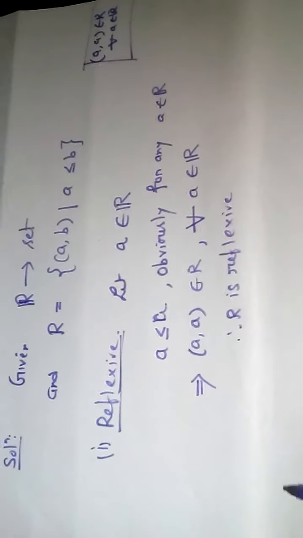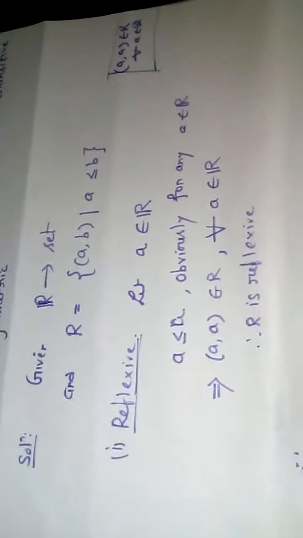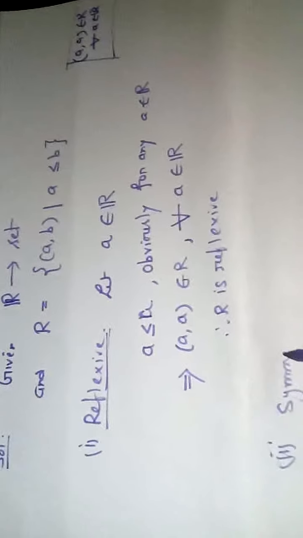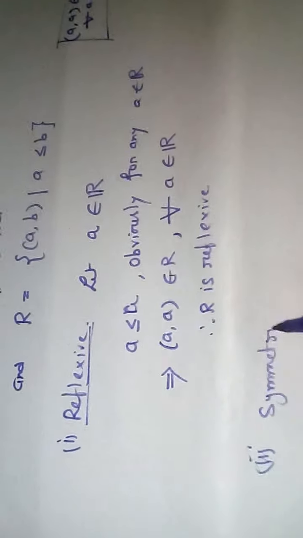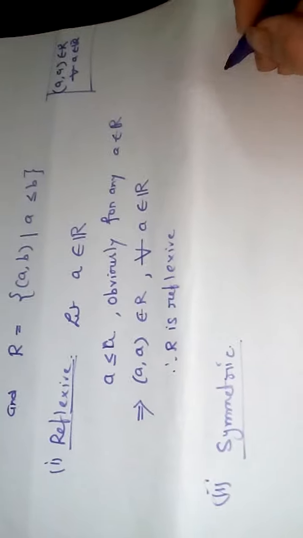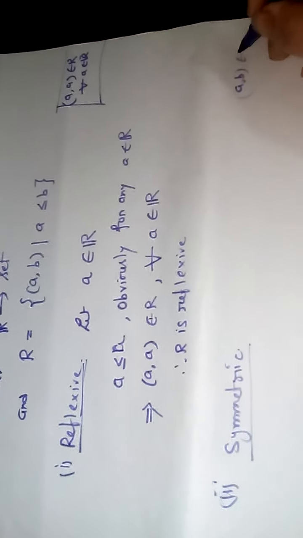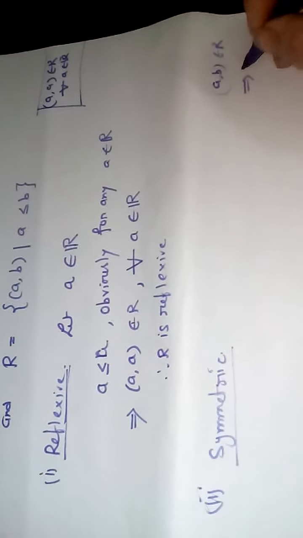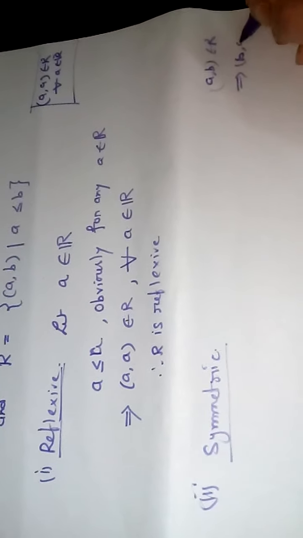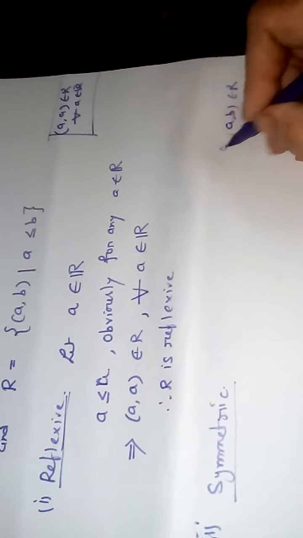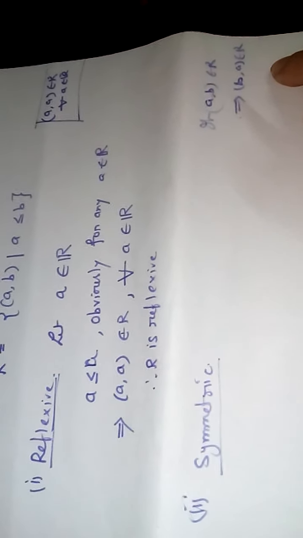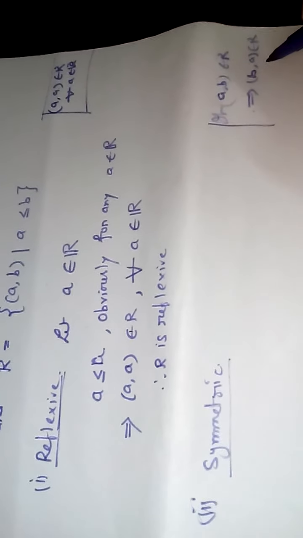Okay, now we have to show the symmetric condition. So for symmetric, what you have to show? If AB belongs to R, then we have to show that BA belongs to R. If this, then this is present. That means this is an if-then statement. যদি এইটো থাকে তেনেহলে এইটো থাকিব লাগিব.